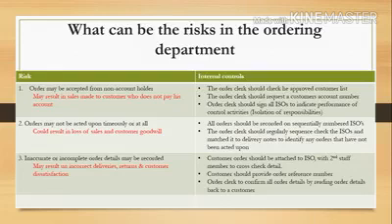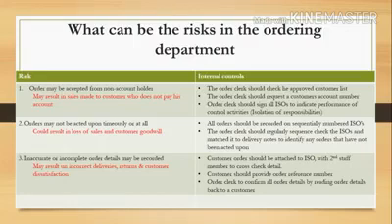Number 2, orders may not be acted upon timely or at all, which could result in a loss of sales or customers' goodwill. All orders should be recorded on sequentially numbered ISOs. The order clerk should regularly sequence check the ISOs and match them to delivery notes to identify any orders that have not been acted upon.